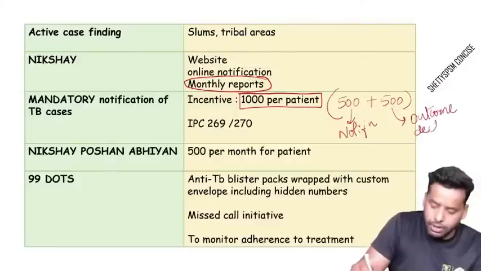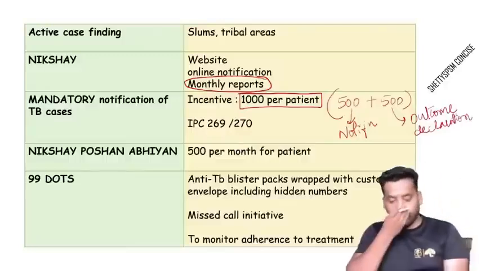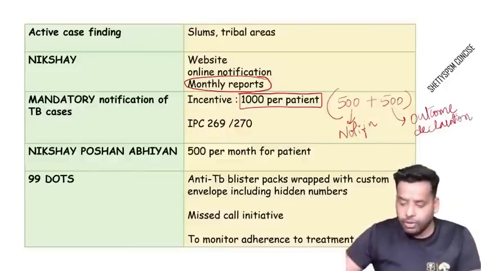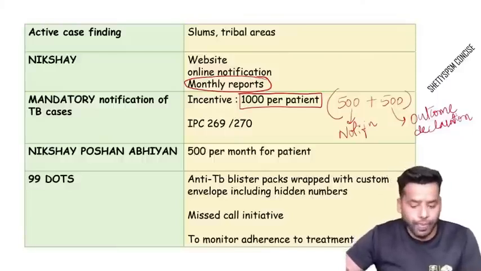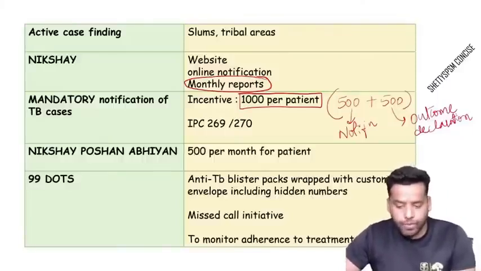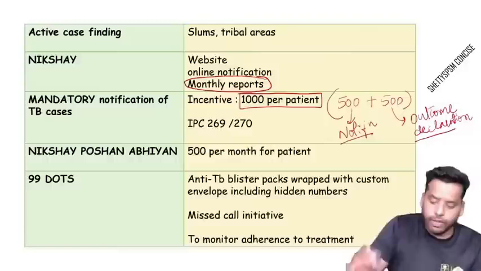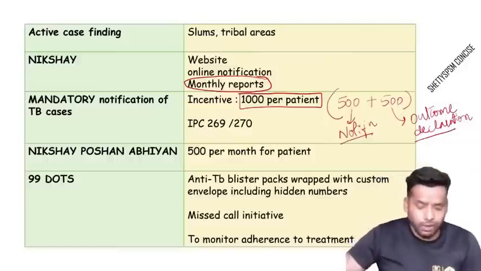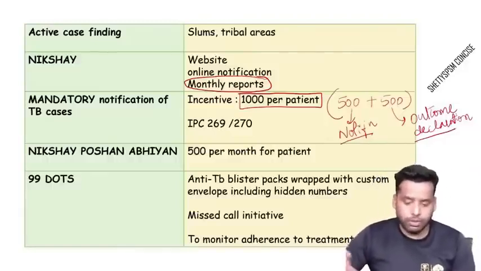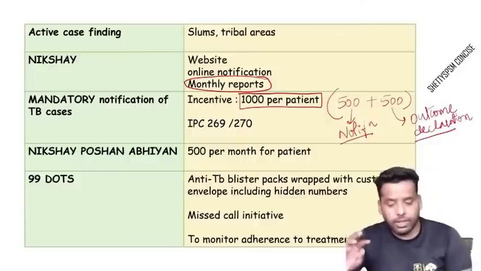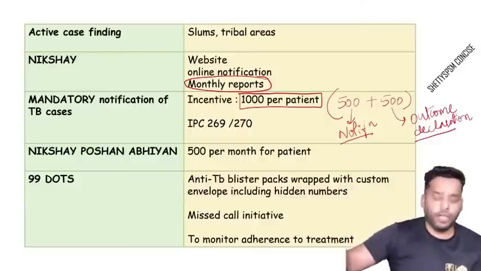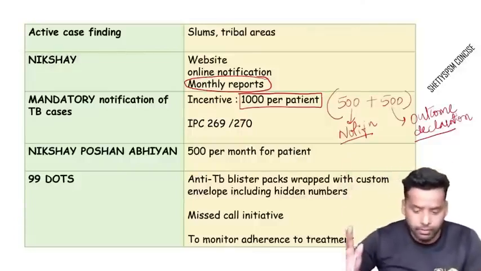How much will you get when you notify a case of TB? Tell me. Through the Nikshay website, how much will you get for notifying a case of TB? Total 1000 rupees per patient. First they will give 500 rupees. Later they will give 500 rupees. Don't ask for it together, saying no, give me 1000 rupees now. No. 500 plus 500. After completing the treatment, outcome declaration, 500 rupees.